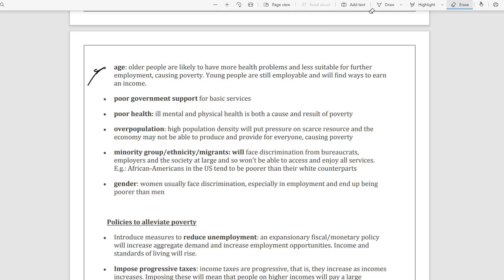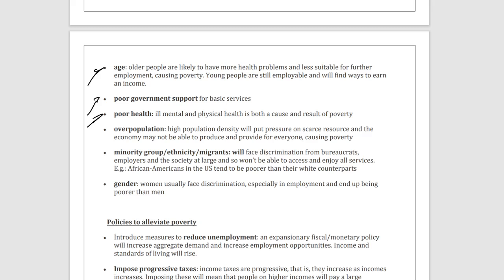The next one is poor government support. When the government does not give pension schemes, welfare schemes, or unemployment benefits, all that will lead to poverty. The next one is poor health. If you are living in a place where you don't even have shelter, or you have to put so much money into your health that you won't be able to recover, you will always be in poverty. Healthcare is really dangerous because if you get a sickness, it can wipe out your entire income.